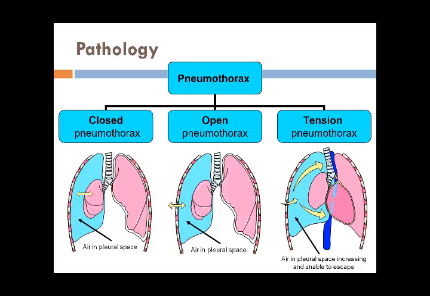In the open pneumothorax, if you see the position of the arrow, there is a communication with the outside, and air enters the pleural cavity directly from this trauma site. A tension pneumothorax is quite different from the others. The trachea is not central; it is pushed towards the right side. The lung parenchyma is also pushed towards the right side, and the heart is pushed toward the other side. There is an open wound which allows air to enter the cavity.